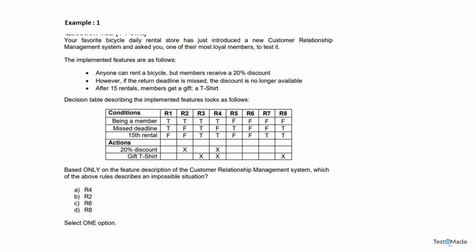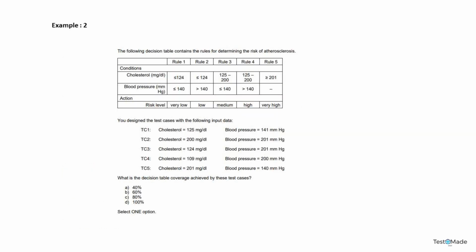After 15 rentals, members get a gift, a t-shirt. This is applied correctly in R3 and R4, and is applied incorrectly in R8, as a non-member can't get a t-shirt. R8 is the one that we are looking for. Correct answer is D.